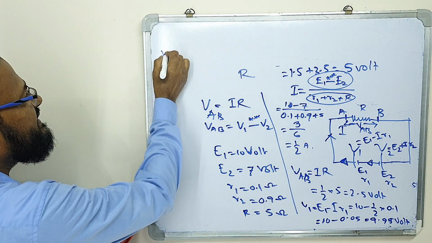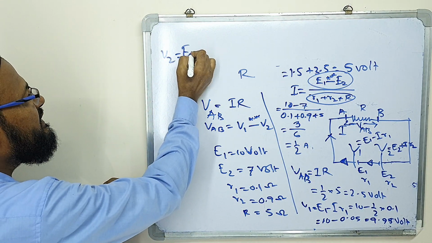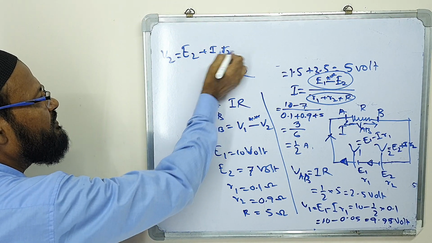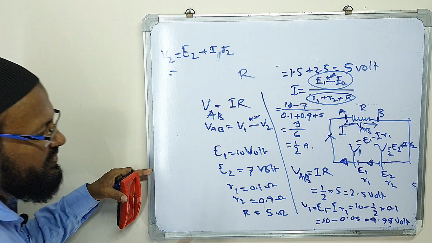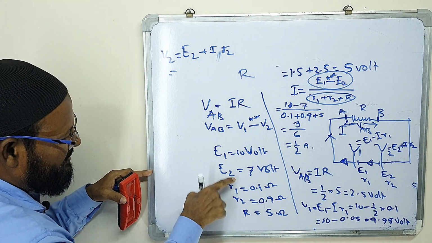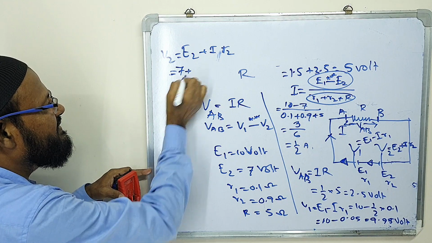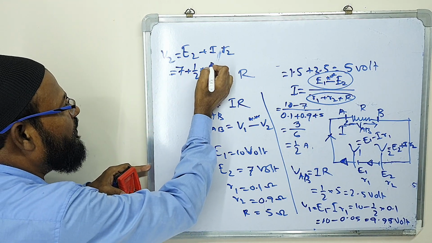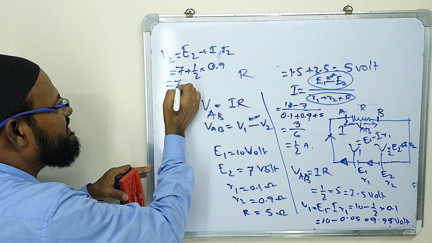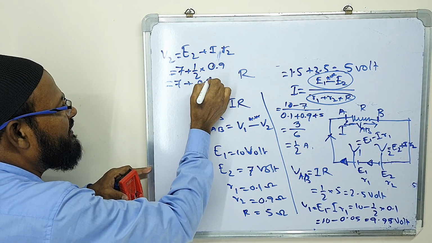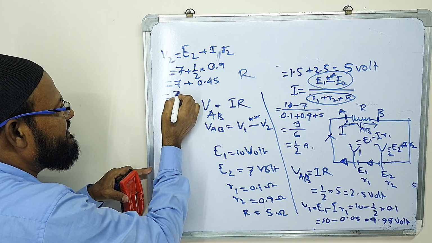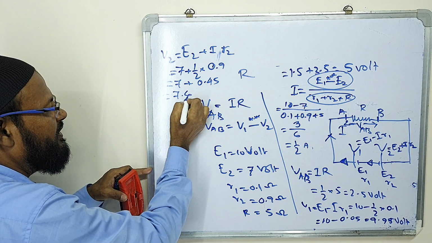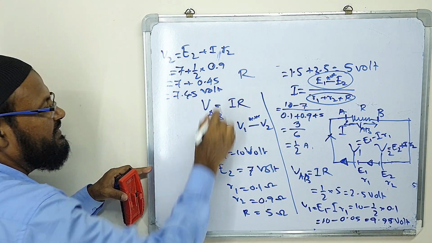Now please see here. What is V2? V2 equal to E2 plus IR2. What is E2? E2 equal to 7. I equal to 1 by 2 and R2 equal to 0.9. This is equal to 7 plus 0.45. What is this? This is 7.45 volt.